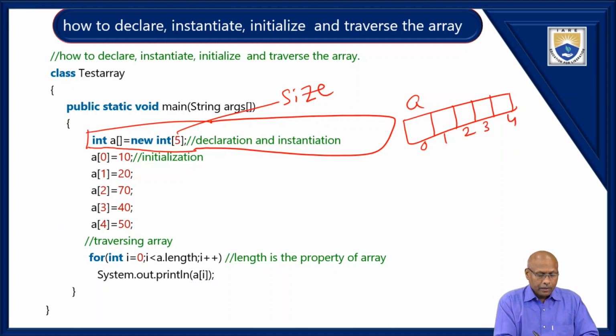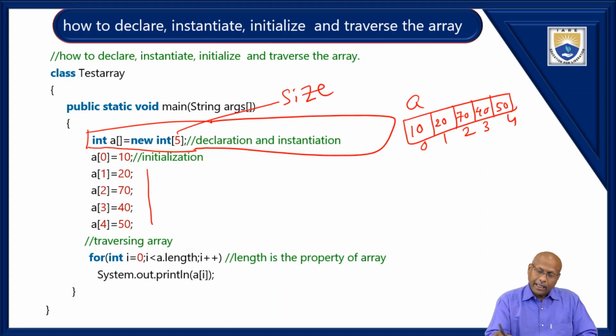Fine. When I write a of 0 equal 10, automatically 10 will be stored at the 0th place. a of 1 equal 20, then 20 will be stored at the 1st place. a of 2 equal 70, then 70 will be stored at the second place. Then 40. Then 50. So like this, the data are stored.